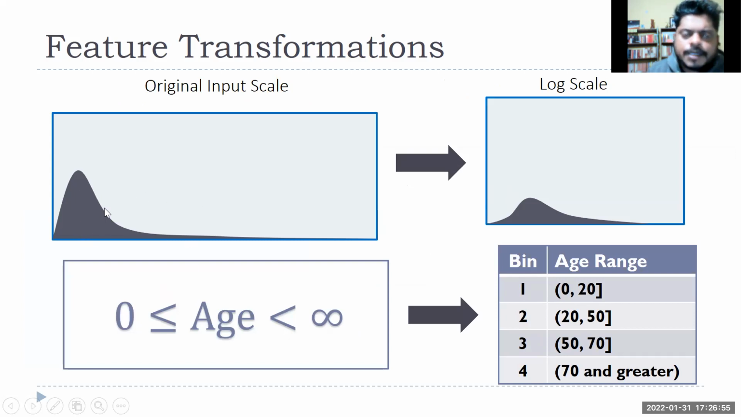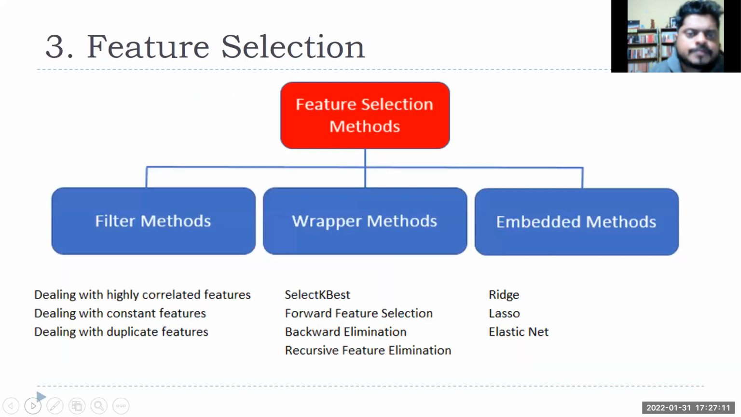Or originally if data was like this, I can put it on a log scale. Let's say your income data was available like this. So rather than taking income, I take log income. That is a feature transformation we can use.